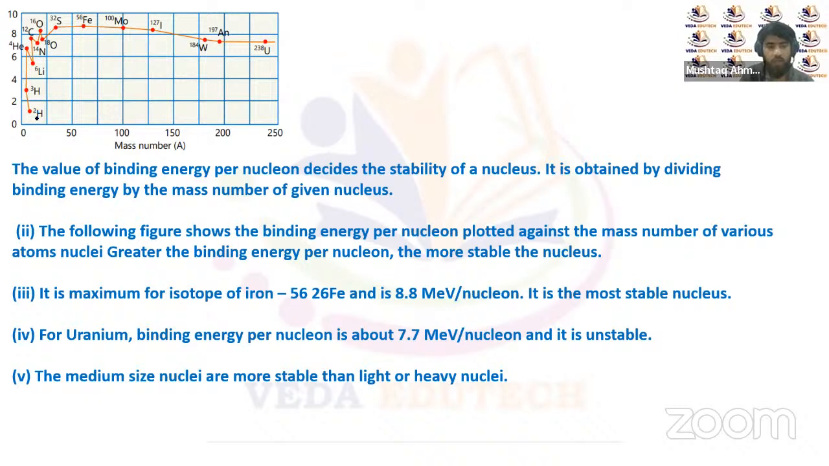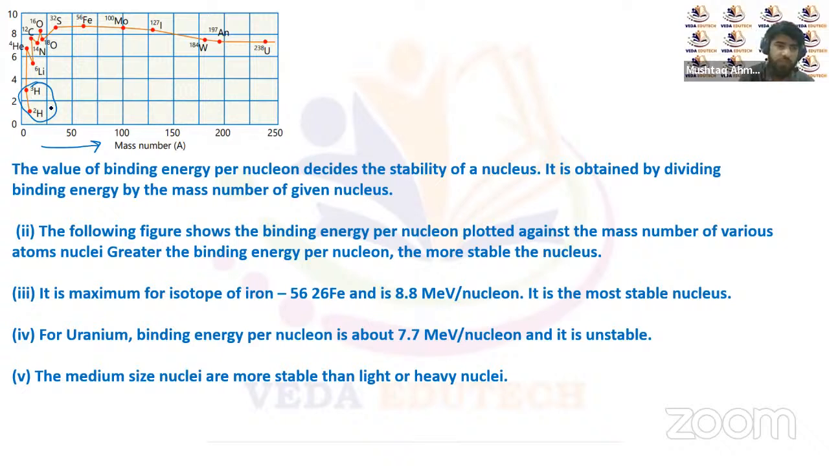These are the elements of lower mass number, these are the elements of medium mass number, and these are the elements of higher mass number. As we move right, the mass number increases, and the binding energy per nucleon also increases. It means that the elements of lower mass number, or lower atomic number here, have less binding energy per nucleon and are actually less stable.